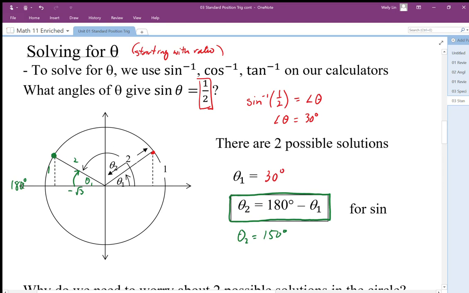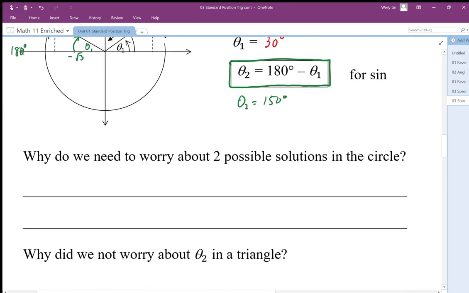And if we don't know the quadrant, we have to give both answers. If for some reason the quadrant is known, then we have to choose between the two answers. Okay, so it's really important that you understand that there are always two possibilities when we're solving for angles, and sometimes we'll give both answers, sometimes you'll choose one of those two answers.